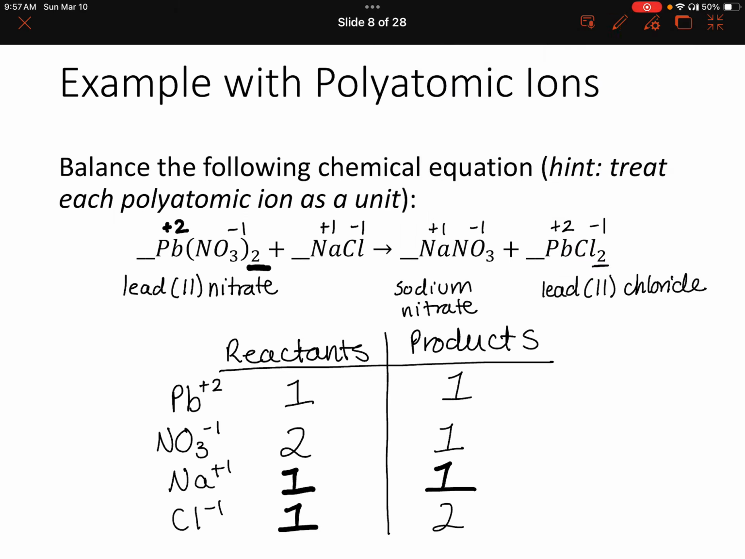Okay, so this will make it much easier to balance, because instead of trying to individually balance, let's say, the nitrogen atoms and the oxygen atoms that are in nitrate, we're just going to treat NO3 as an entire unit. It'll be much, much easier that way. So it looks like lead is already balanced, but the nitrate ion is not balanced. So what can we do to balance that?